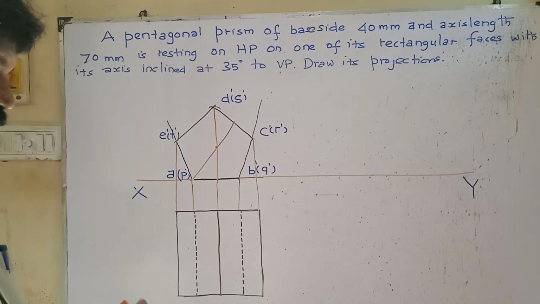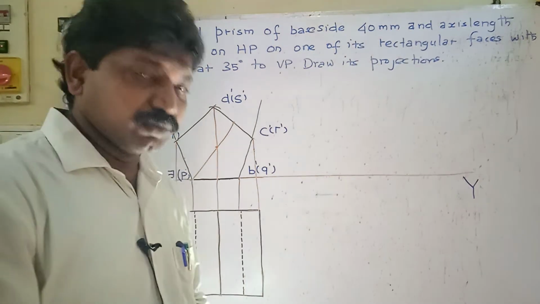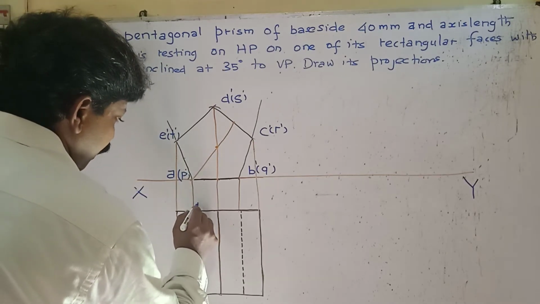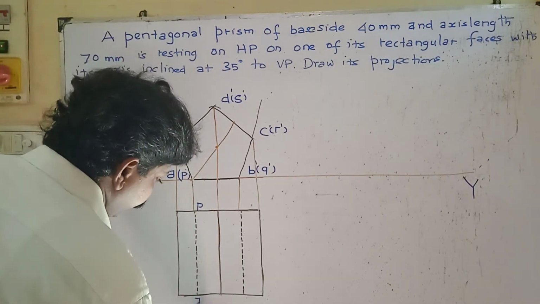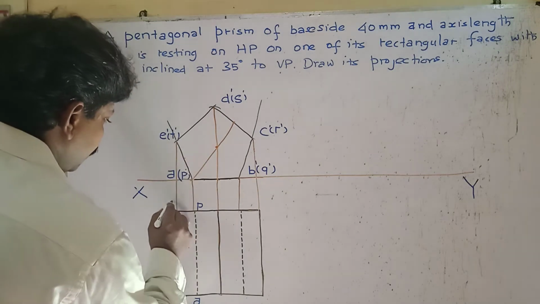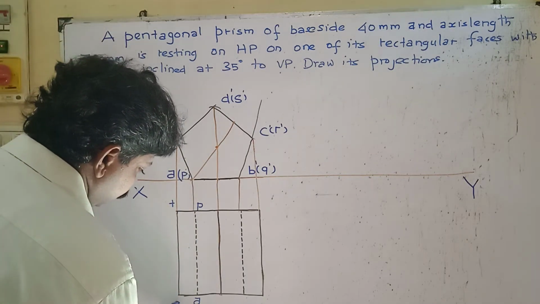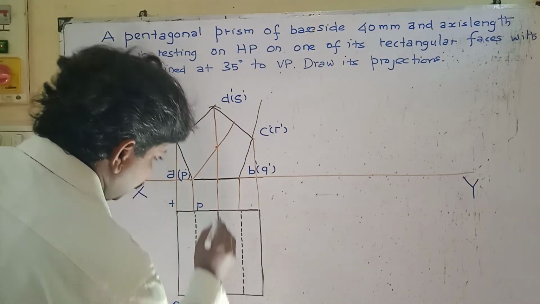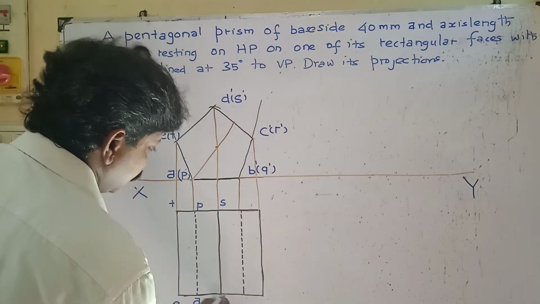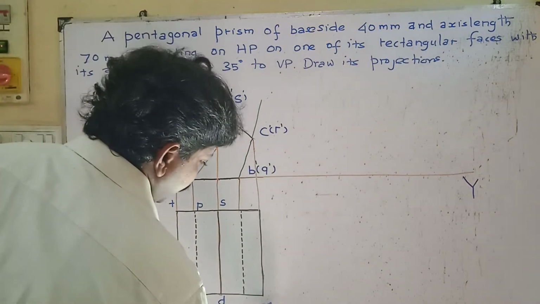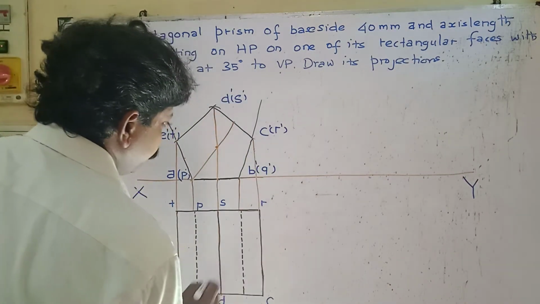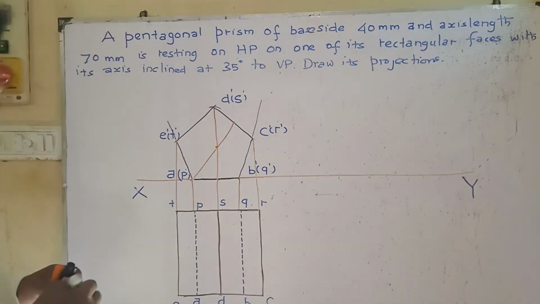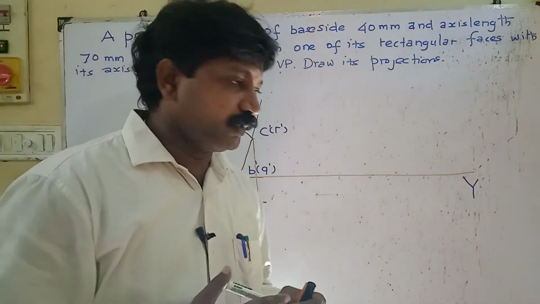Now give the naming to the top view also. A P, so P on this side, A. E T, E, T. D S, D, S. C R, C, R. B Q, B. Now the naming is completed in the top view.